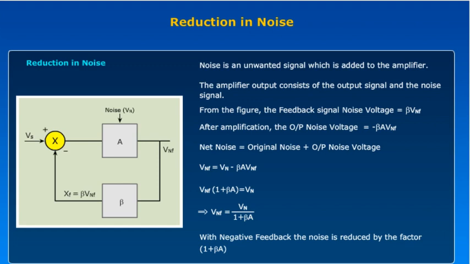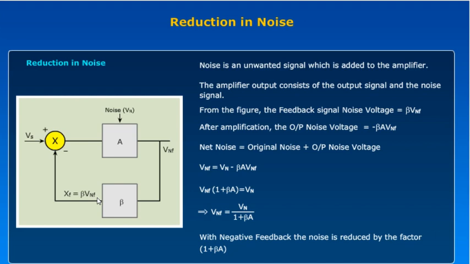Next we will see the reduction in noise. Noise is an unwanted signal which is added to the amplifier. The amplifier output consists of the output signal and the noise signal. From this figure, the feedback signal noise voltage is beta into NF, that is the noise with feedback. After amplification, the output noise voltage is minus beta A NF. So the net noise is the original noise plus the output noise voltage.